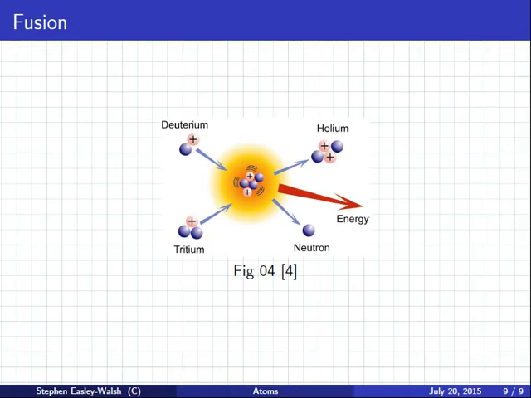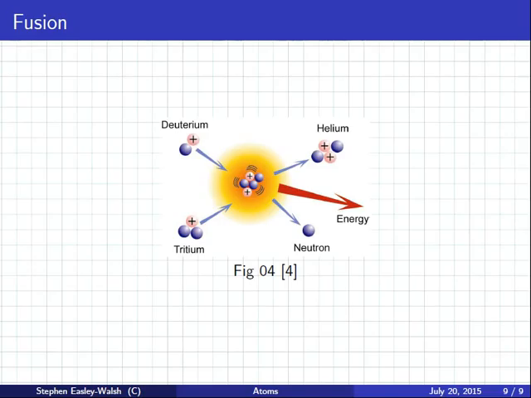How do you make this reaction? How can you get them to smash together? One thing that they do is they would have the deuterium and tritium in gas form. And then, because these are protons, you know that when a charge moves in a magnetic field, it feels a force. Do you remember the formula?